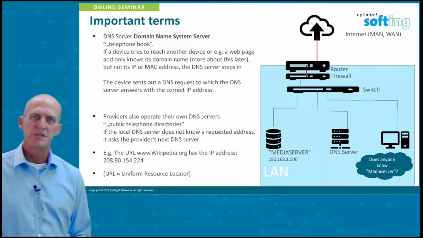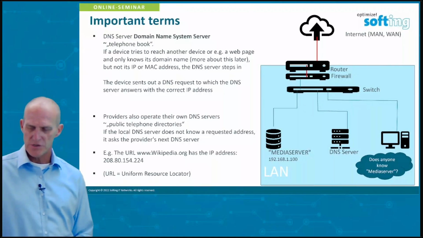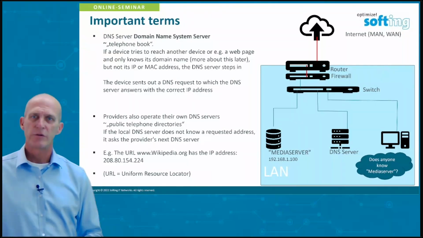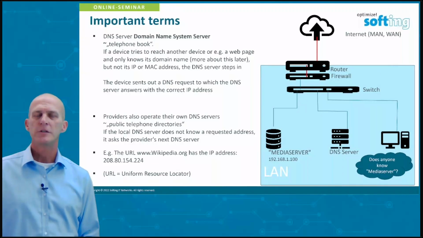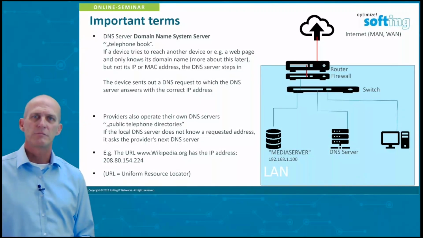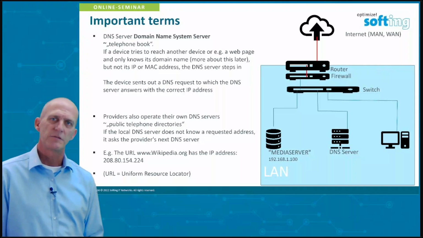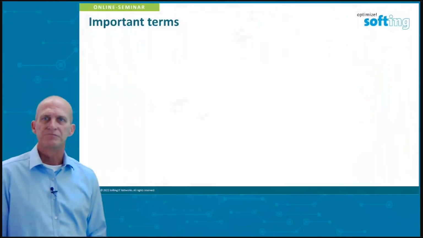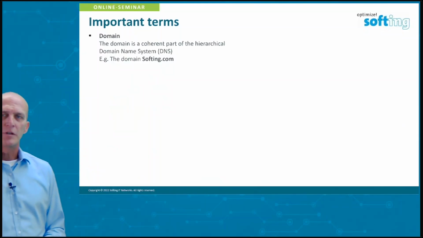Just again, this example, my little PC wants to retrieve a file from my media server. Then it basically sends out the request. Does anybody know media server? Then the DHCP server says, yeah, I know media server. It has this address. And then my PC can reach the media server and get information from the media server. Cool. So let's move on.